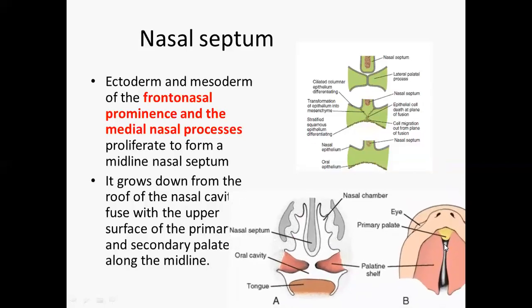So over here, you can see we are watching the floor of the mouth from below. The tongue and the mandibular prominences have been removed. So these are the palatine shelves appearing from the inner wall of the maxillary prominence. This one is the intermaxillary segment or the primary palate formed by the fusion of the median nasal processes, and this one is the nasal septum.